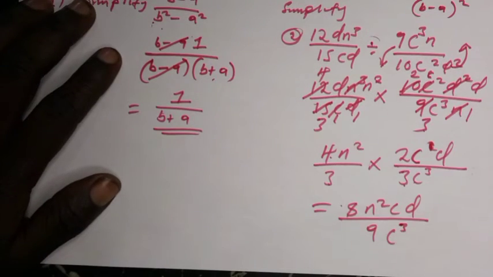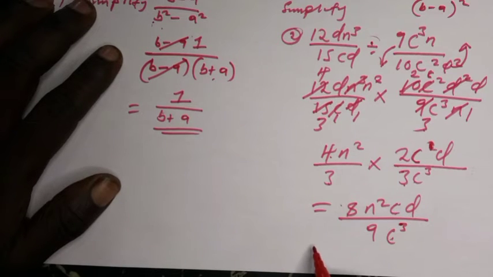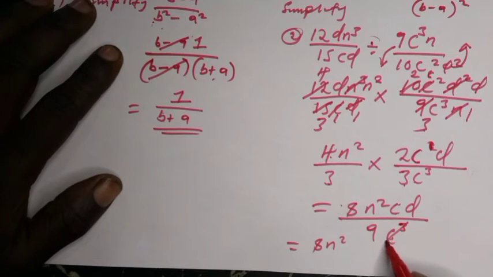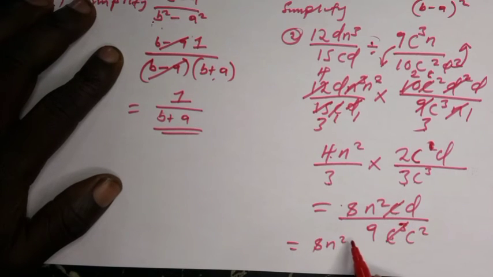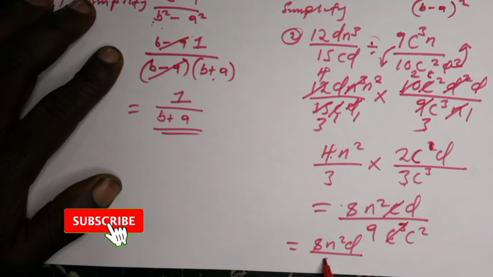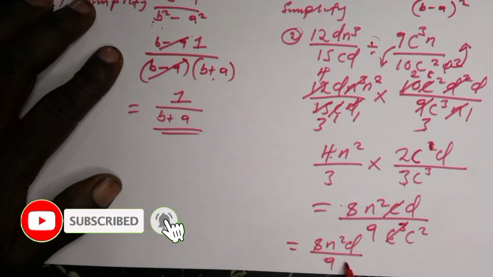You can see here this c and here this c, so let's simplify. It will be 8n squared; then when you cancel 1c, c into c power 3 will be c squared, and the c here disappears. We remain with d over 9c squared. That's the final answer.